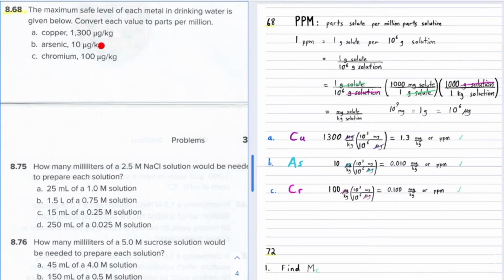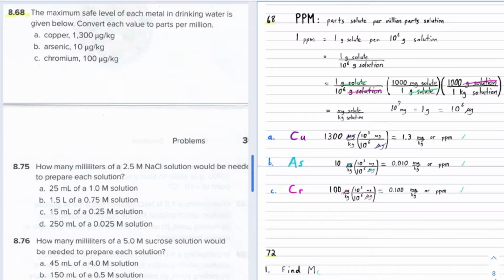For arsenic, it's going to be a very similar calculation. It looks like the toxicity level is a little bit less. Arsenic is even more poisonous than copper. You can only have 10 micrograms per kilogram of drinking water. So starting with 10 micrograms per kilogram, doing the same steps again, get from micrograms to milligrams upstairs, and that leaves you milligrams per kilogram, or ppm. And the calculation, 10 times 1,000 divided by a million gives you 0.01 milligrams per kilogram, or 0.01 ppm.